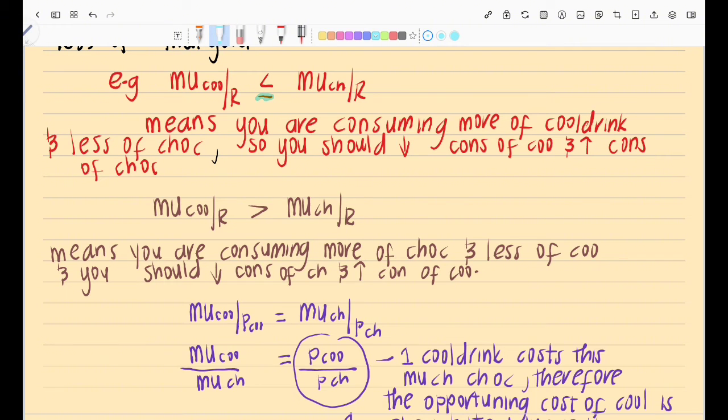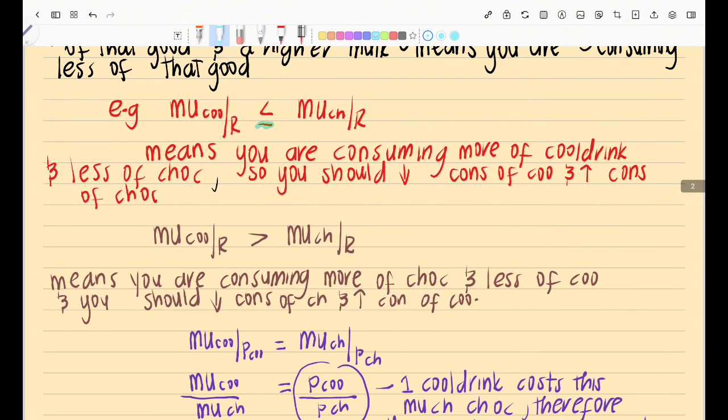We said if you consume the good a lot, you value it less, right? So if we look at the first one, this one, it is saying that the marginal utility of cold drink per rand is less than the marginal utility of chocolates, right? If your marginal utility, meaning the additional satisfaction you are getting, is less, what does that mean? It means you are consuming more of that good. That's why you are valuing it less.